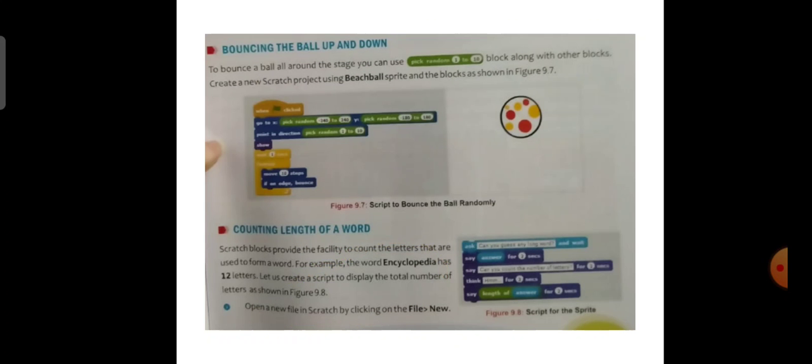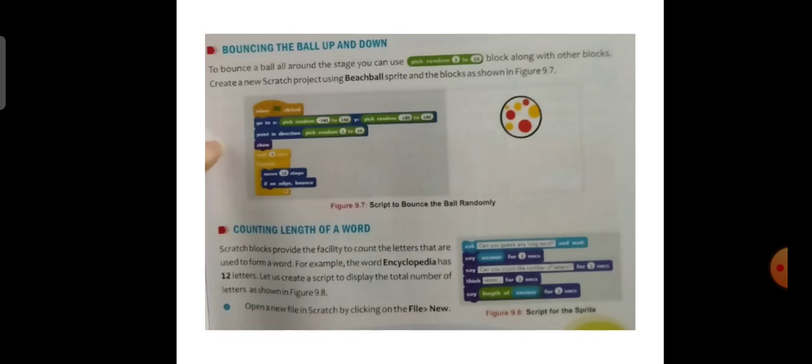Bouncing the ball up and down. The bounce a ball all around the stage. You can use the pick random 1 to 10 block along with other blocks. Create a new Scratch project using the beach ball sprite and the blocks as shown in the figure.